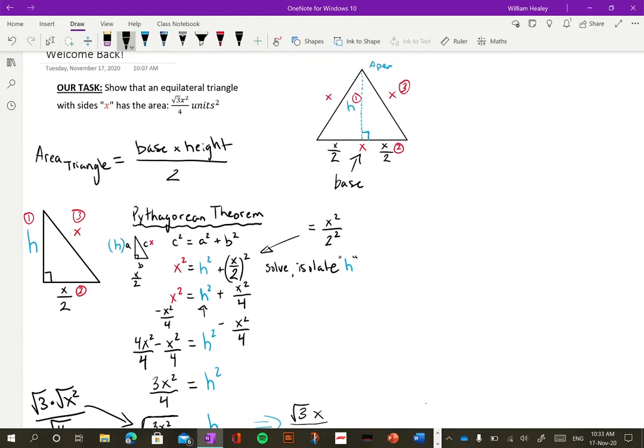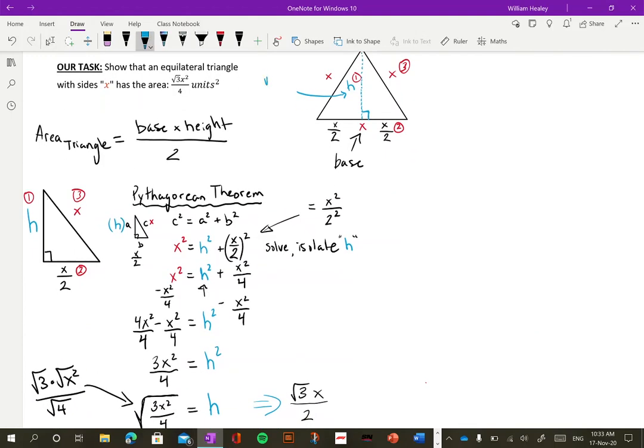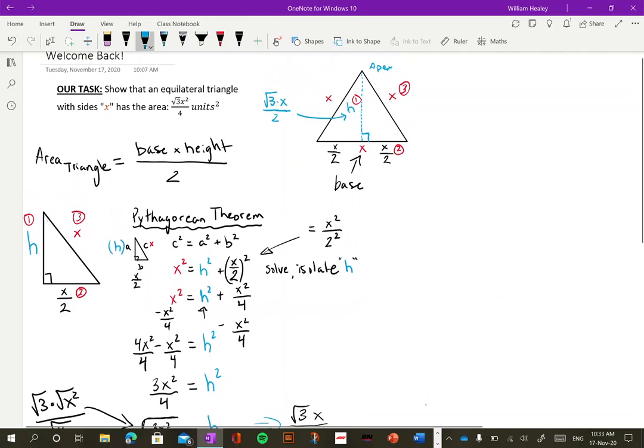So we can say that our h value is going to be equal to square root 3 times x divided by 2. So now that we know the height of this triangle, we can determine its area. Remember, we're going to jump up here. The area of a triangle is equal to the base times the height, all divided by 2.